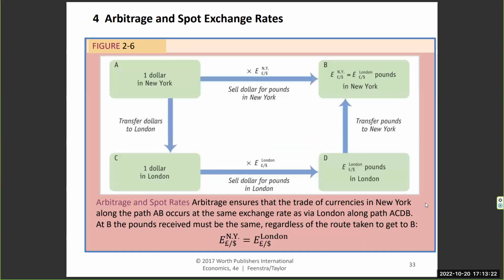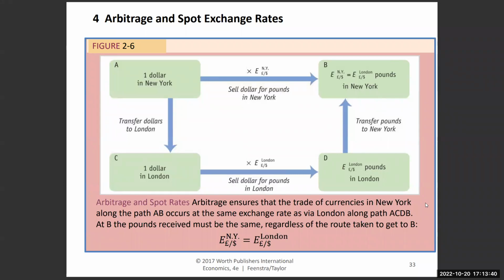Okay, I think we do have two minutes, yeah. So arbitrage and the spot exchange rate. I need to give you some idea, because otherwise Janek will kill me. So arbitrage and the spot exchange rate.